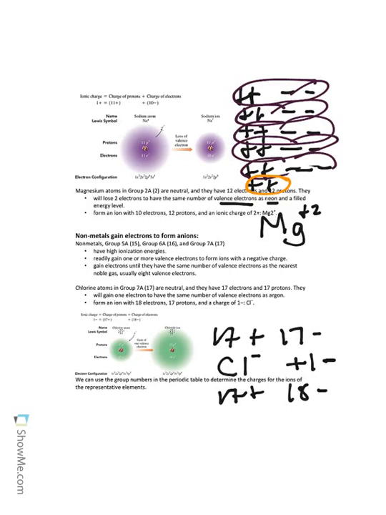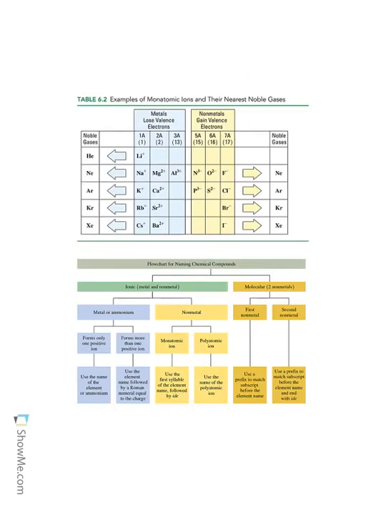So we can use the group numbers in the periodic table to determine the charges of the ions for the representative elements. So for example, everything in 1A, or group 1, all of those metals like to lose 1 electron. So all of the metals in group 1 like to form a cation with a charge of +1. All of the metals in group 2, or 2A, like to lose 2 electrons to form a 2+ charge. All of the metals in 3A, or 13, which include aluminum, like to form a +3.